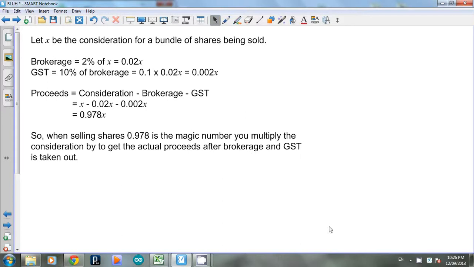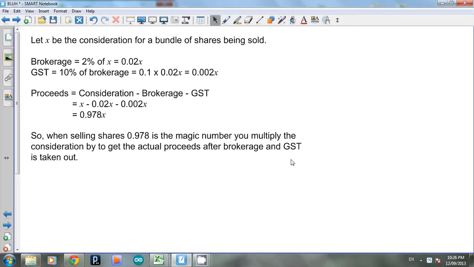Okay, so first thing here, it's here if you want to pause it and peruse my mathematical proof. But basically, you might remember that we had a little magic shortcut for buying shares. So when you were buying shares, you could take your consideration, which was the raw cost of the shares without brokerage and GST, and multiply that by 1.022. That was the magic number. And doing that would add on brokerage and GST to give you the actual real cost.